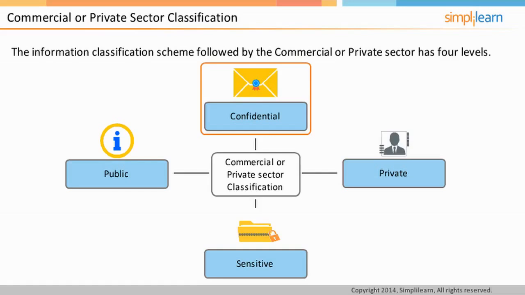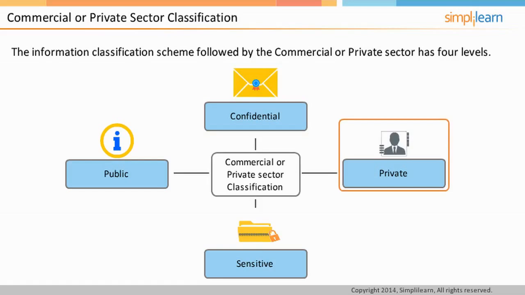For example, information about new product development, trade secrets, and merger negotiations is considered confidential. The next level is private. This classification applies to the personal information that is intended for use within the organization. The unauthorized disclosure of such information can seriously and adversely affect the organization or its employees. For example, medical information and salary levels are considered private.